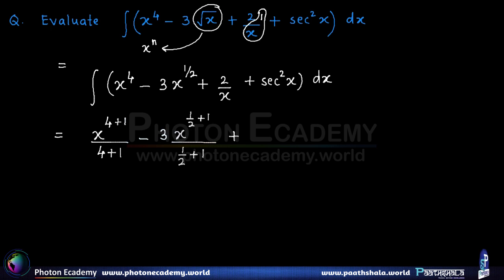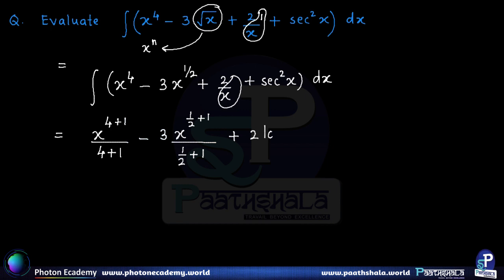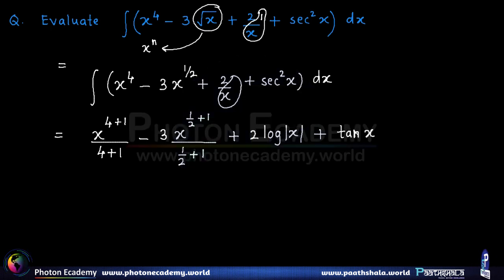plus now integral of 2 upon x, in which 2 is a constant, so that will come outside the integration process, and what remains is 1 upon x. So we know that integral of 1 upon x is log of x, and strictly we write log of mod of x since we don't know the sign of x. And lastly, the integral of sec square x is nothing but tan x. So that is the last integral, and of course at the end we have to add the constant of integration.